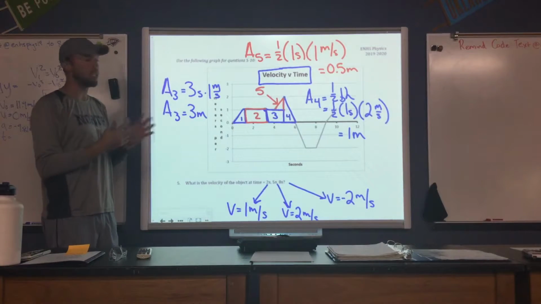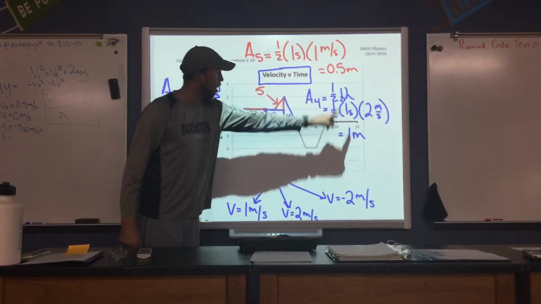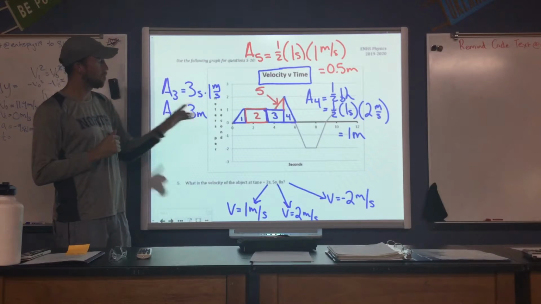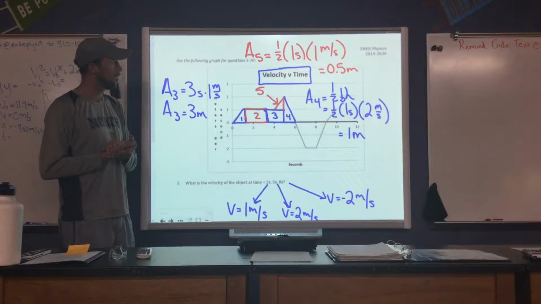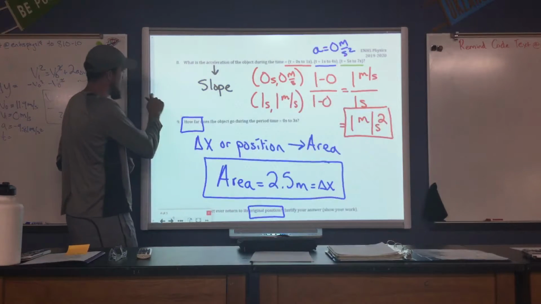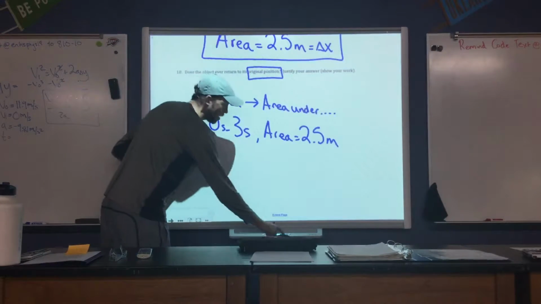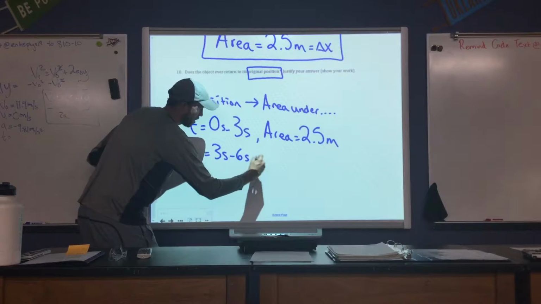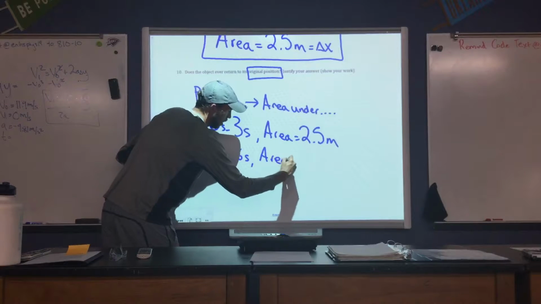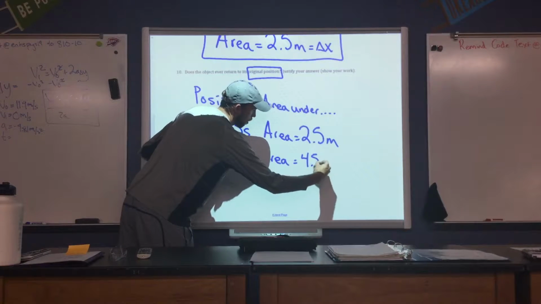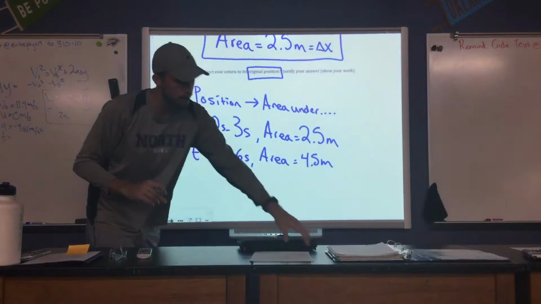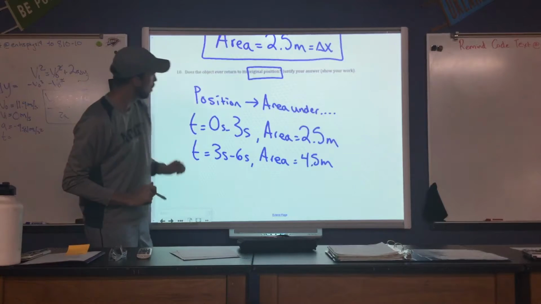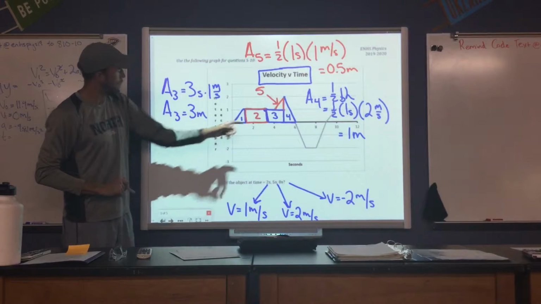So now, all of those areas added together, 3 and 1 and 1.5, give me a total area of 4.5 meters. So I'll come back to what we've already written down. So from 0 to 3 seconds, we travel 0.25 meters. From 3 seconds to 6 seconds, our area is 4.5 meters, right? I'll double check our values real quick. Let's double check.